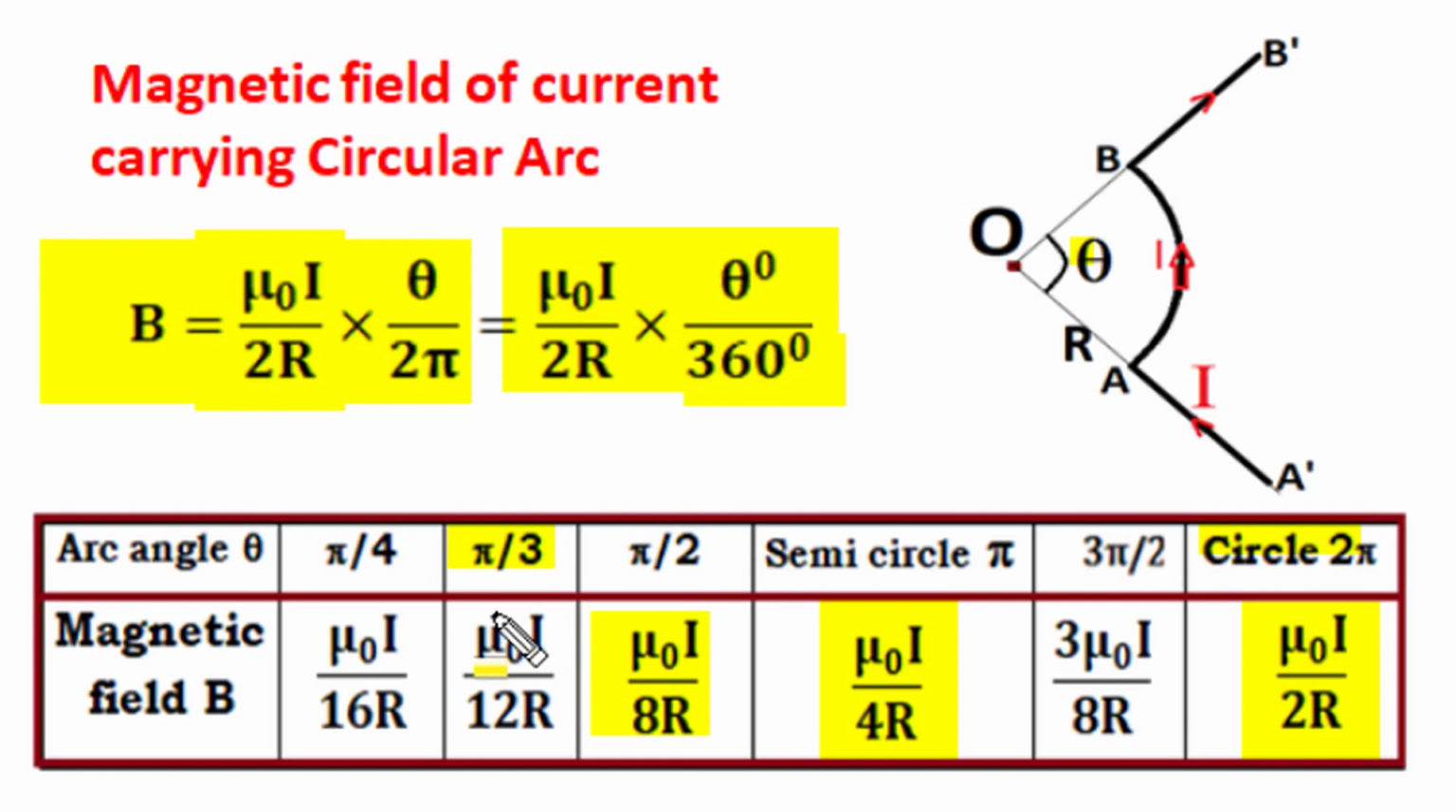For π by 3 or 60 degree, 1/6 of the full circle angle, the magnetic field becomes 1/6 of the full circle magnetic field, μ0 I upon 12r. And for a 45 degree or π by 4 radian angle, it becomes μ0 I upon 16r. And for 3/4 circle, the angle is 3π by 2, and our magnetic field is 3/4 of this figure, 3 μ0 I upon 8r. So theta is how much fraction of the complete circle angle. Accordingly, we will have the magnetic field contribution of that circular arc.